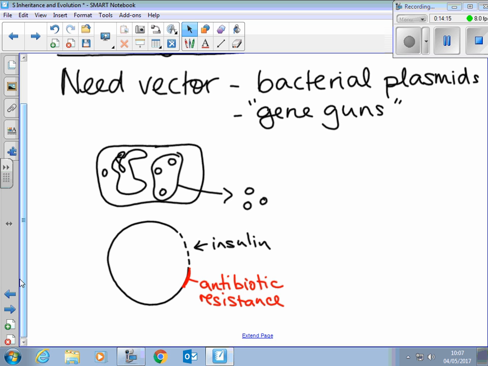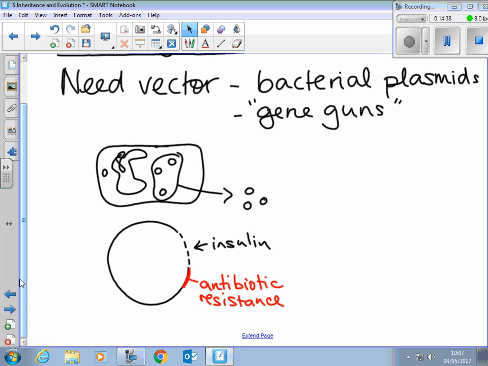You know that they will multiply very quickly when you culture them anyway, but you need to be able to identify them and extract them. So you tend to grow them on agar plates with that antibiotic in, and that enables you to culture the ones that survive. The ones that survive the antibiotic are the ones that have been modified.